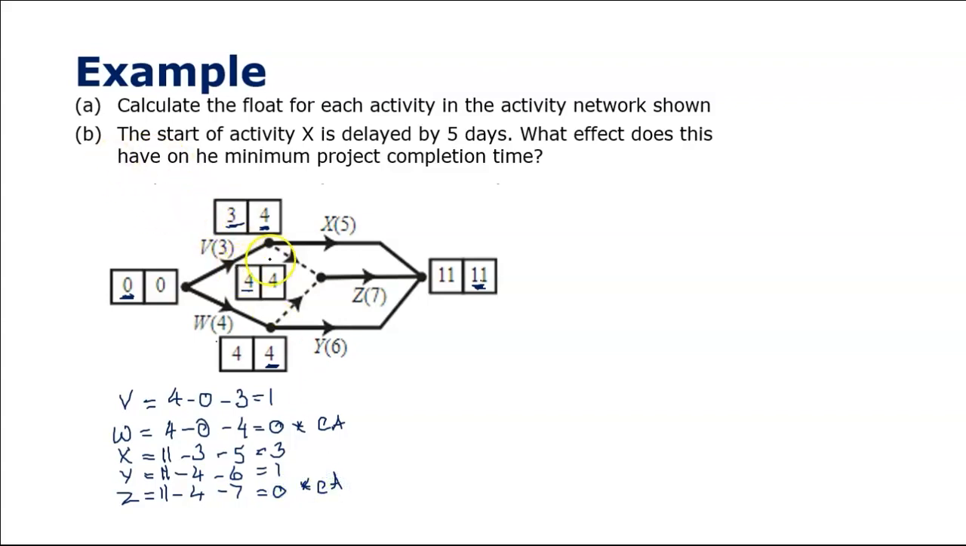It says then the start of activity X, where is X? Which one was X? That one there is delayed by 5 days. What effect does that have? Well, X has a float of 3. Now this is what we call the float, remember. I think of float as leeway, how much time you could delay it by before it mattered. And that means I've got 3 days before I can start losing money, if you like, losing time on this job. Now it's going to be delayed by 5 days.